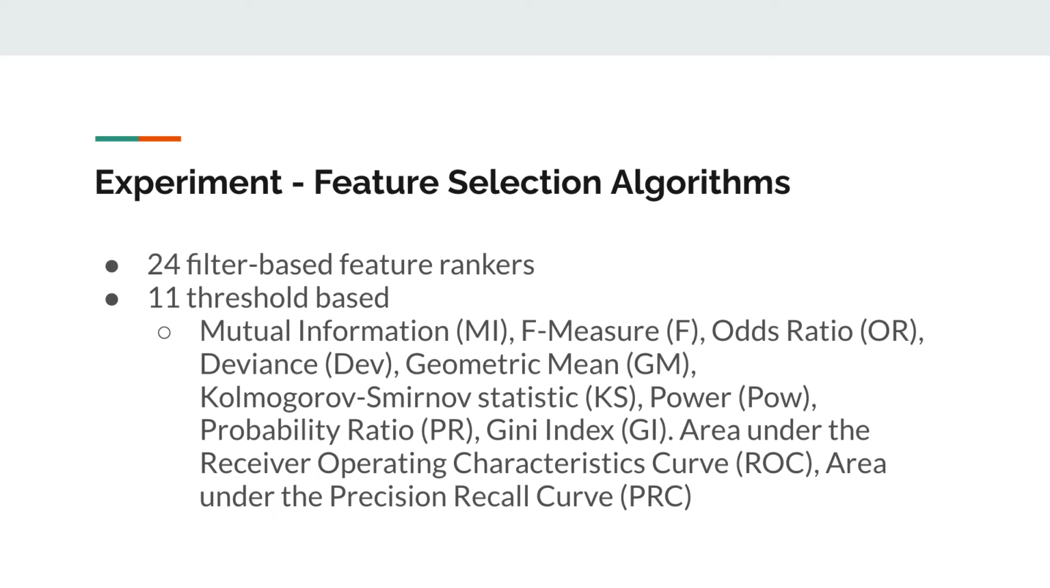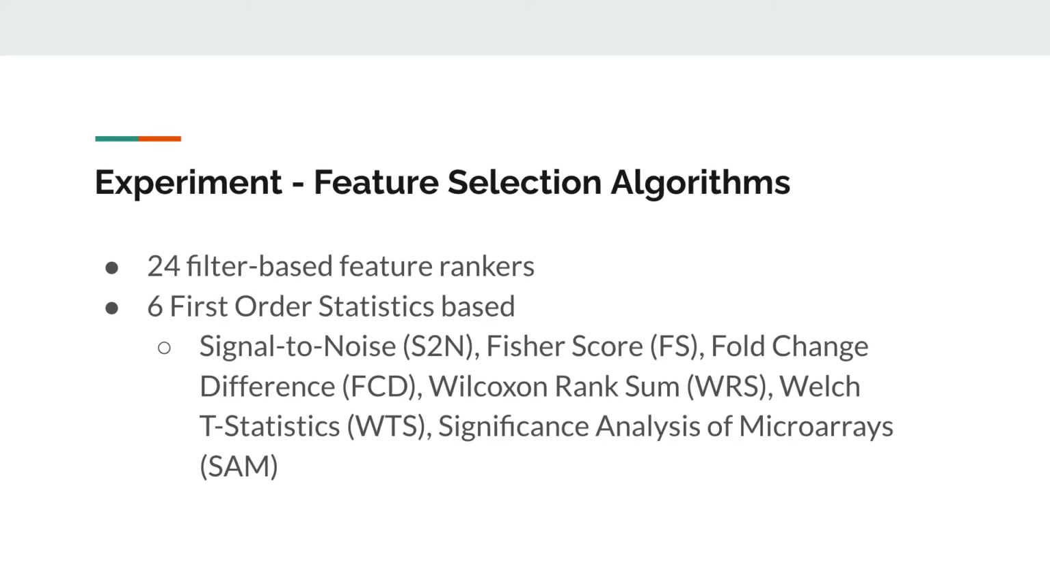11 of them are threshold-based, which are also developed by the same team writing this paper. They include mutual information, F-measure, odds ratio, deviance, geometric mean, Kolmogorov-Smirnov statistic, power, probability ratio, Gini index, area under the receiver operating characteristic curve, and area under the precision-recall curve. And finally, the remaining 6 are first-order statistics based, including signal-to-noise, Fisher score, fold change difference, Wilcoxon rank sum, Welch t-statistic, and significance analysis of microarrays.